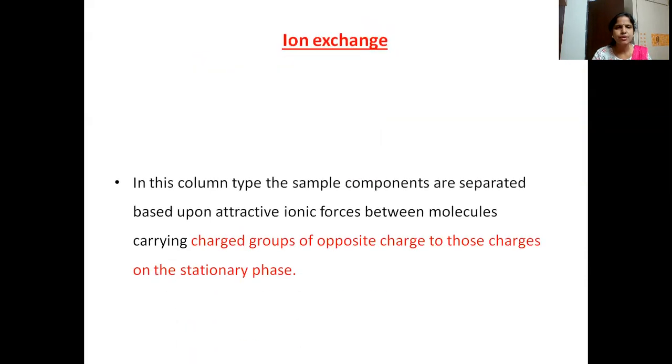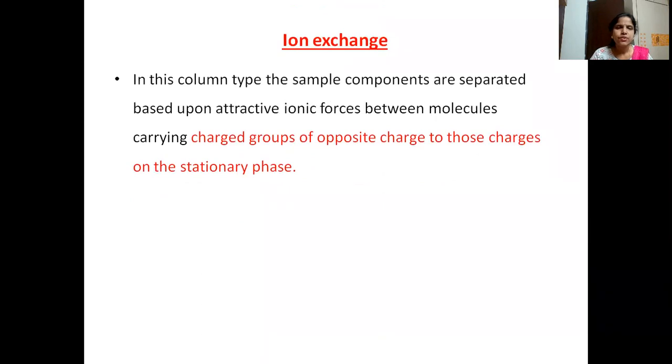And the last type is ion exchange. Now in the ion exchange chromatography, we have seen what is ion exchange. So here the separation takes place based on the charges which are present on the stationary phase and that is the resins and the sample. So here the same principle is applied here also. So charged groups of opposite charge to those charges on the stationary phase. So based on the charges that the exchange takes place between the stationary phase and the sample.